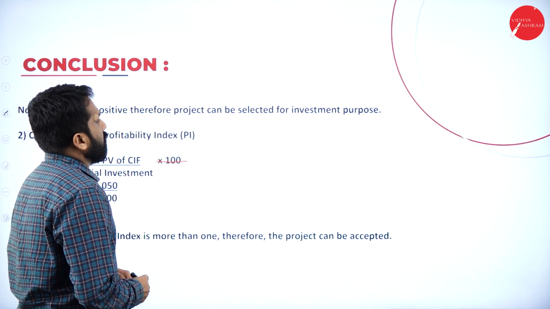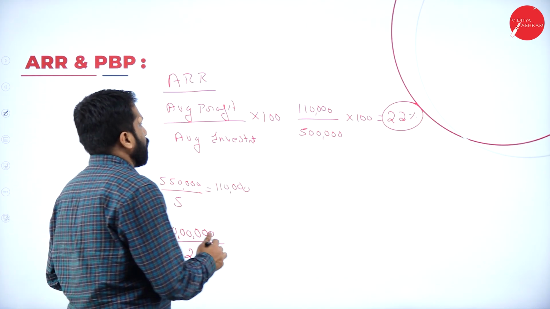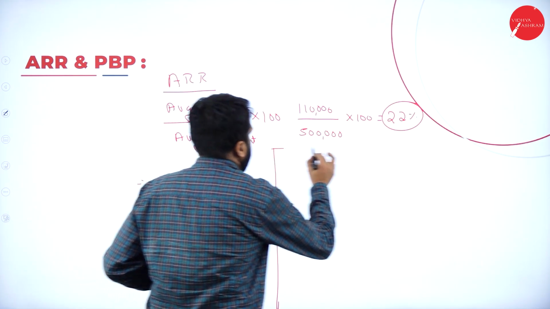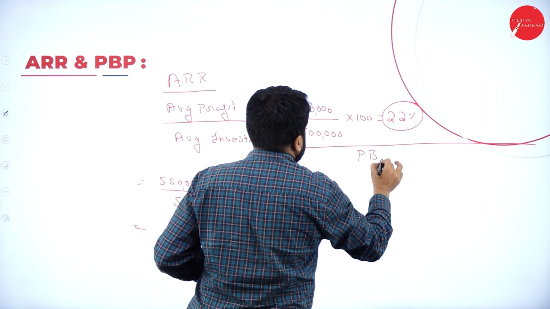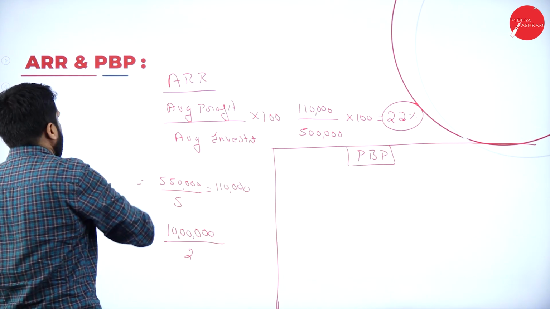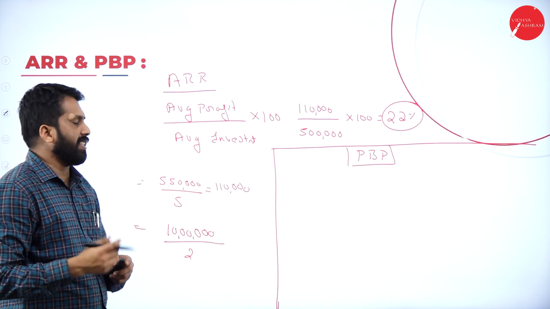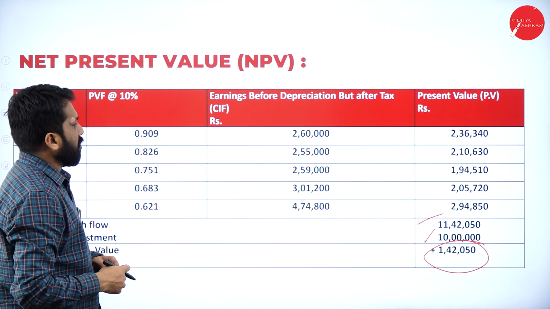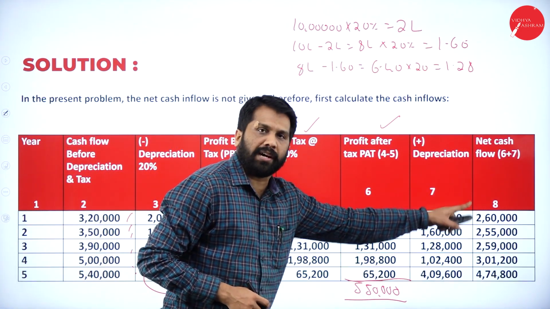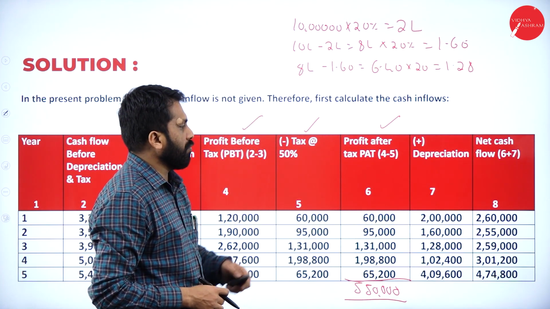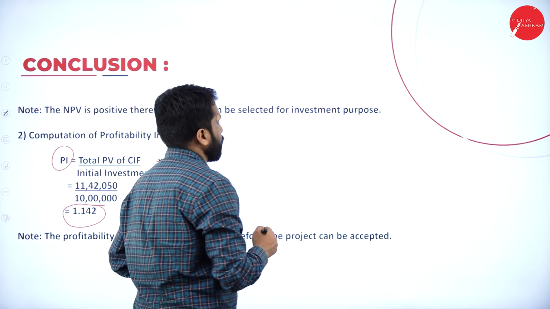Now, once it is done, what is the next procedure? Payback period. How to find out the payback period? Easiest one, I'll show you. What is your answer for C? As per this, the last answer you have to take. 2,60,000, 255, 259.